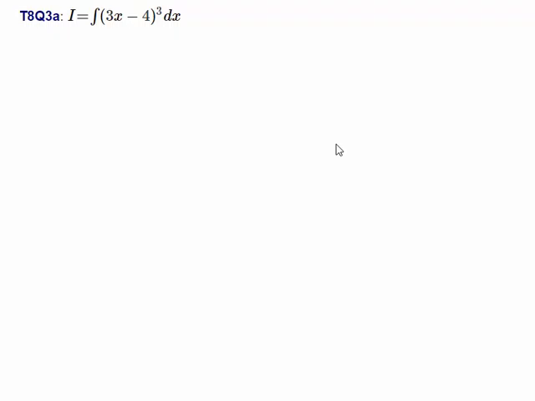Tutorial 8, question 3a. Integrate (3x − 4)³. First thing we need to recognise about this integral is that it has a linear factor of x, which is 3x − 4. So what we're going to do is replace 3x − 4 with u.